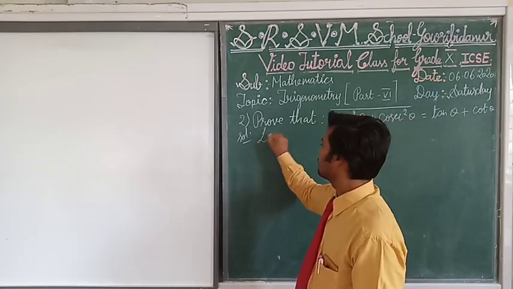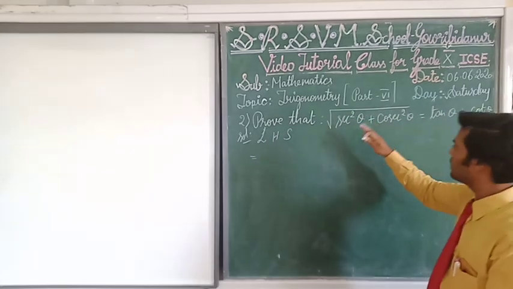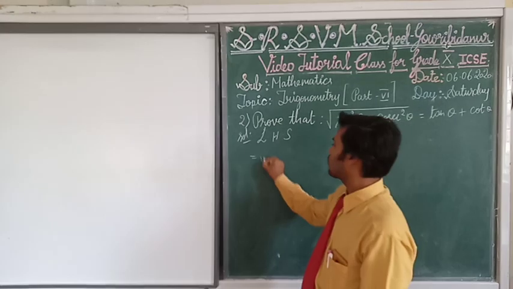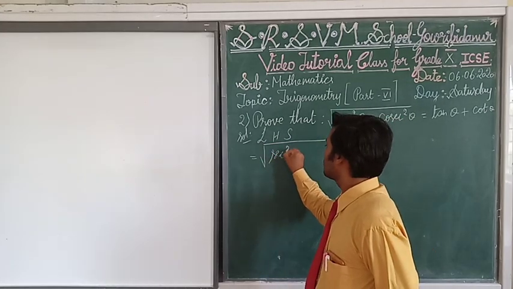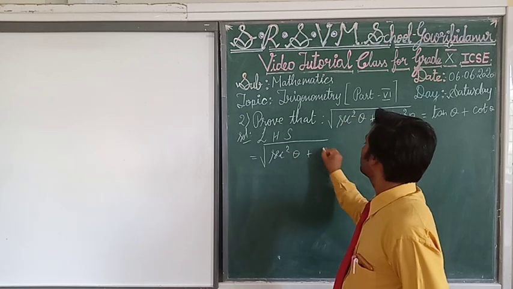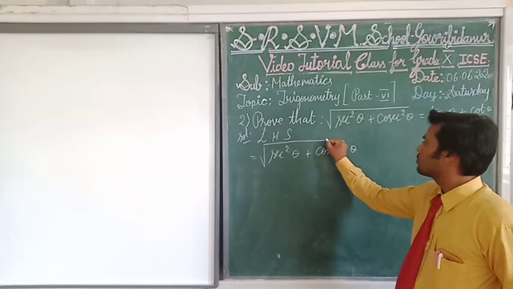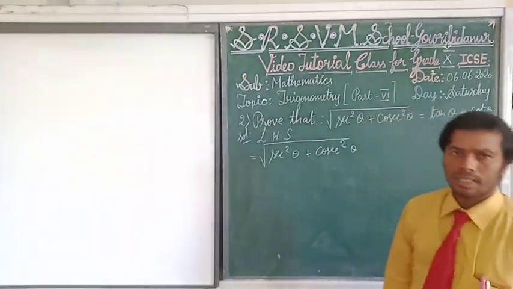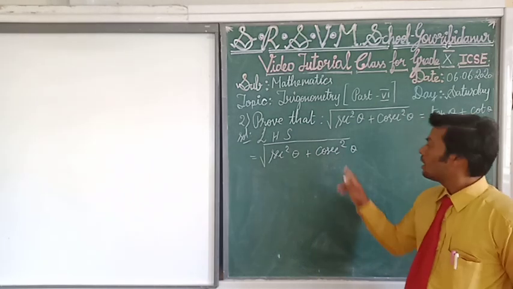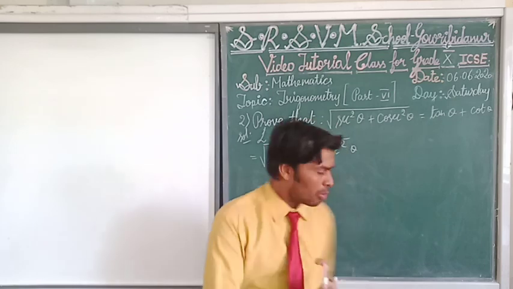So LHS is equal to, which one is LHS given? This one: under square root of secant square theta plus cosecant square theta. So in this one we already know secant square theta is related with an identity, and cosecant square theta also has an identity coming. Which identity? That only I will write.